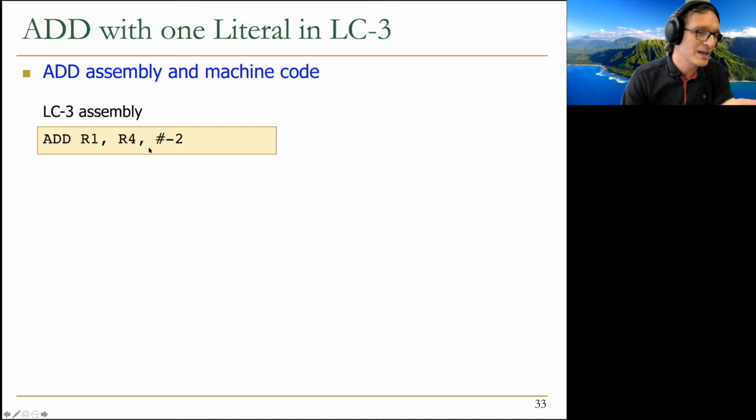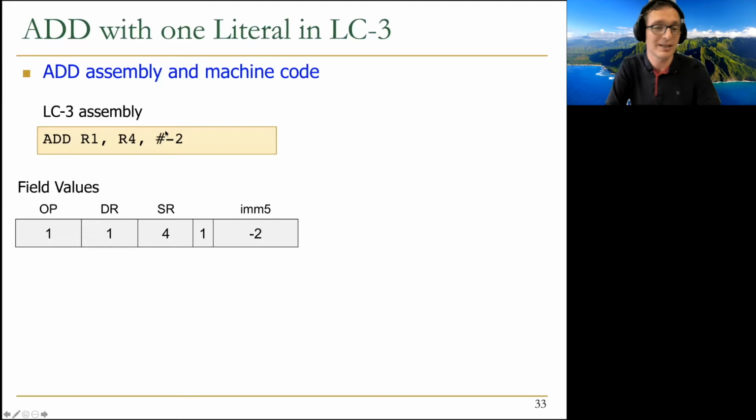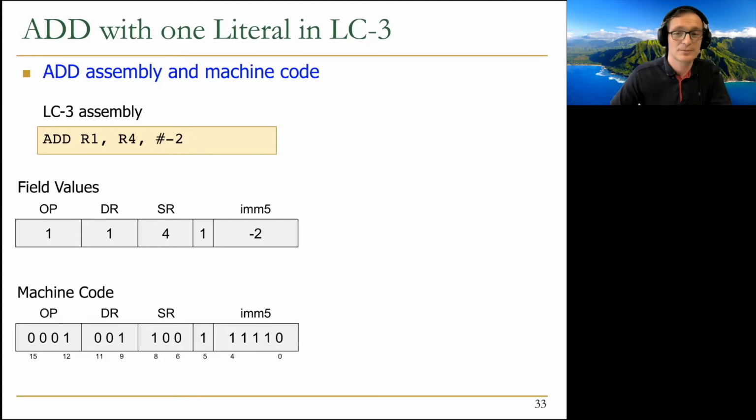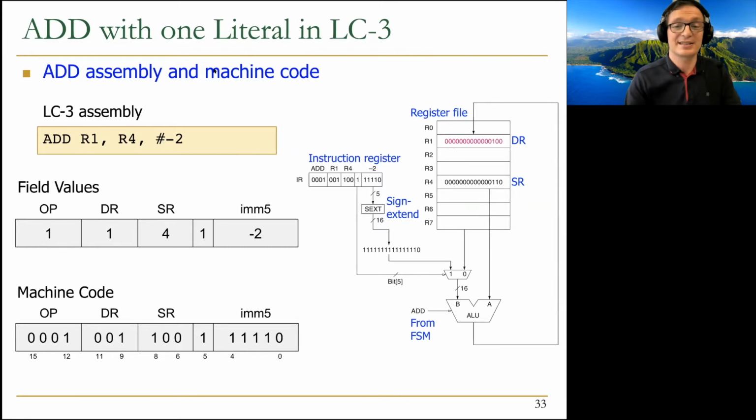Okay, so this is the assembly and machine code for add with immediate. As you can see, this is another add. You basically add R4 to -2 and store the result in R1. Okay, and this is the machine code. And this is how it works inside the data path. Basically, the immediate value comes from the instruction register. There's a sign extension module in hardware that sign extends to 16 bits. And then you either choose this or source register 2. If bit 5 in the instruction is 1, then you choose the sign extended value, because that's what the instruction says. This is how the control of the multiplexer is done.